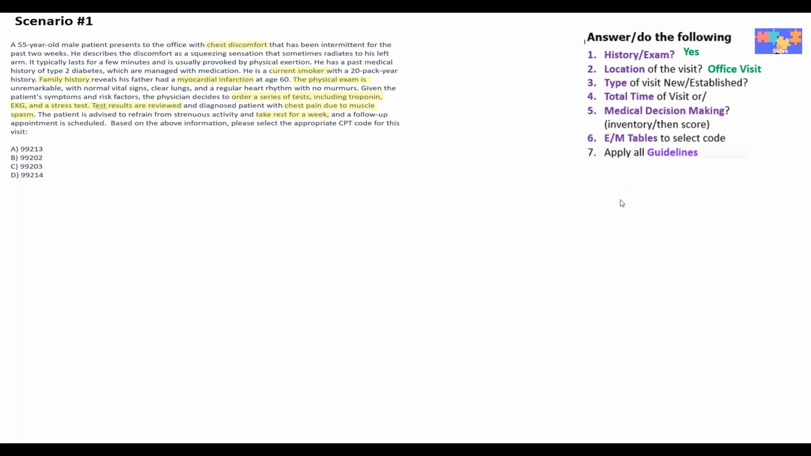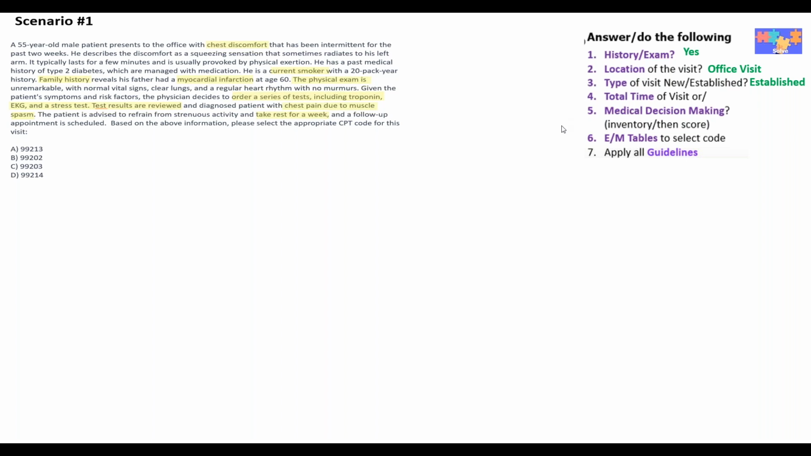What is the location of the visit? This is an office visit. Am I correct? Yes, this is an office visit. How about the type of the patient? Is it a new patient or an established patient? Let me know in the chat, coders. Yes, this is going to be an established patient. Why? Because it was nowhere mentioned in the documentation that it is a new patient. So unless it's documented as a new patient, we won't consider them as a new patient. So we'll take it as an established patient.